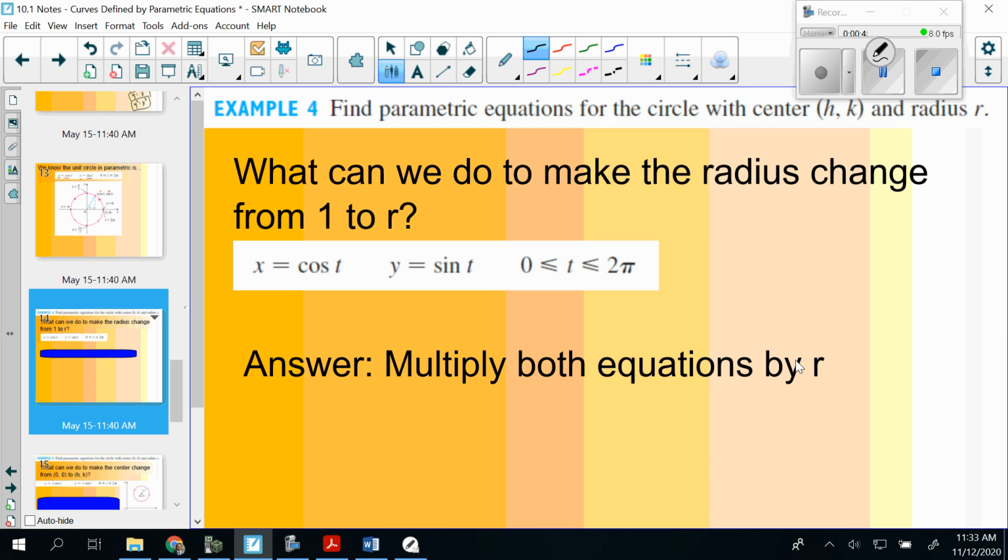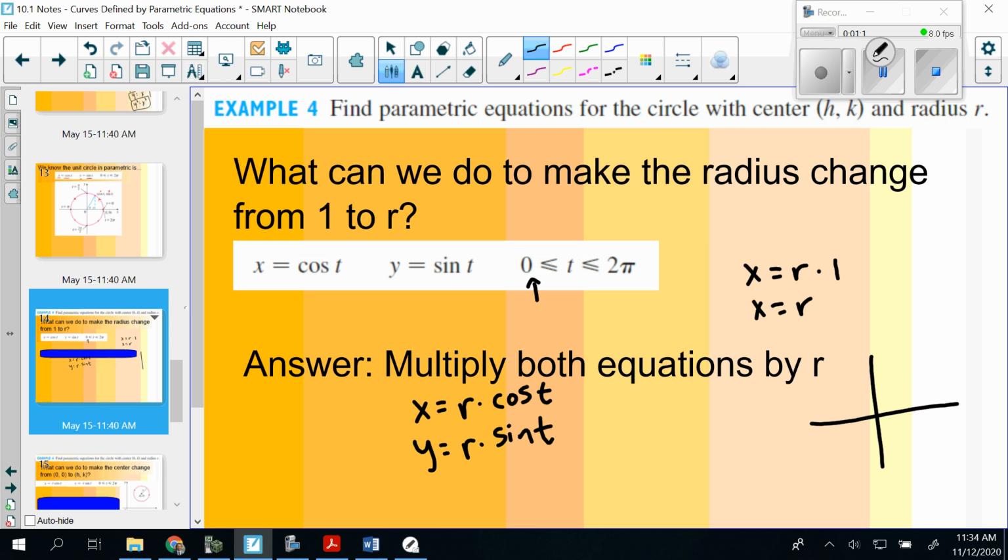So then your equations would become x equals r times cosine of t, and y would equal r times sine of t. So for example, if you plug in the first parameter of 0, cosine of 0 is 1, so x would be equal to r times 1, which would just be equal to r. So now on the graph, here's our unit circle if this is 1. Well now, if r is some number out here, now our circle has that radius and would be going around.